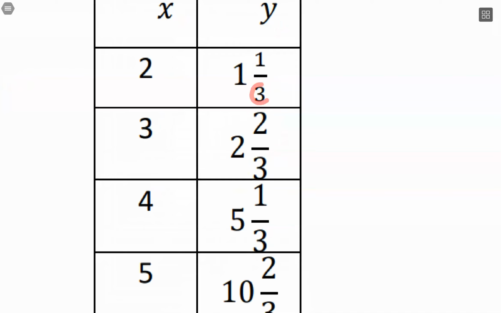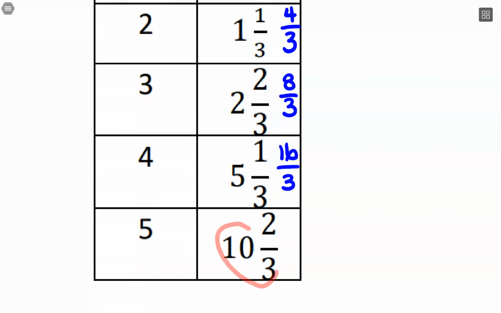How I think of it is you take your denominator times the whole number piece, so 3 times 1, and then add it with your numerator. So I'm thinking of it as 3 times 1 is 3, plus 1 is 4. So 1 1/3 is the same thing as 4/3. 3 times 2 is 6, plus 2 is 8. And 5 times 3 is 15, plus 1 is 16. And 3 times 10 is 30, plus 2 is 32.